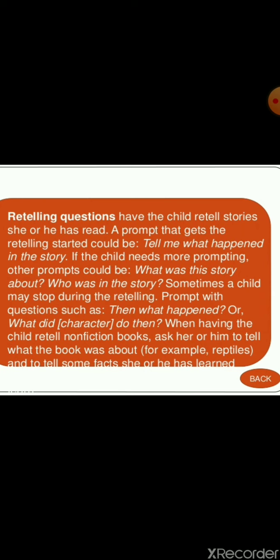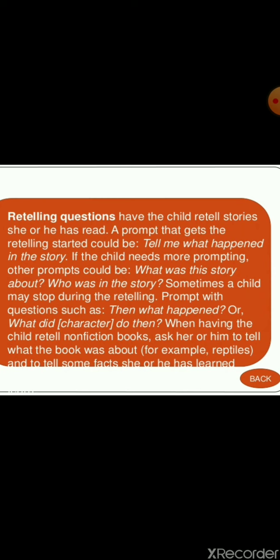Sometimes a child may stop during the retelling. Prompt with questions such as, then what happened? Or what did the character do then? When having the child retell non-fiction books, ask her or him to tell what the book was about, the examples, and to tell some facts she or he has learned.